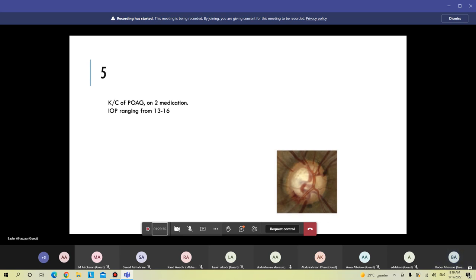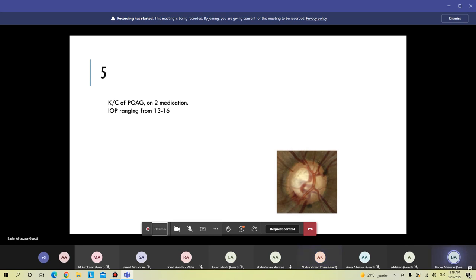Okay, so this is a known case of primary open angle glaucoma on two medications, IOP ranging from 13 to 16. In the picture, I can see a photo of the optic disc showing increased cup to disc ratio, almost 0.8. There is an inferior peripapillary flame-shaped hemorrhage.